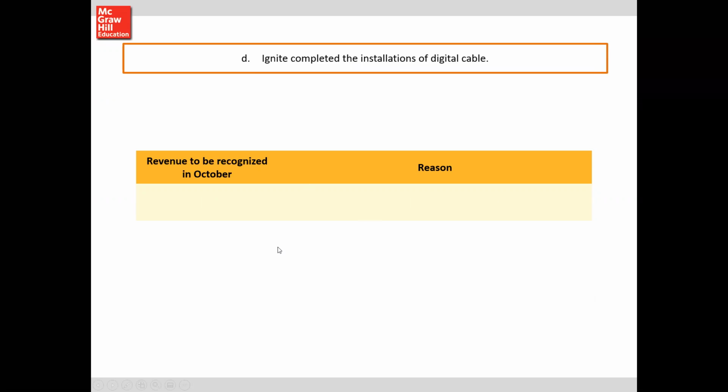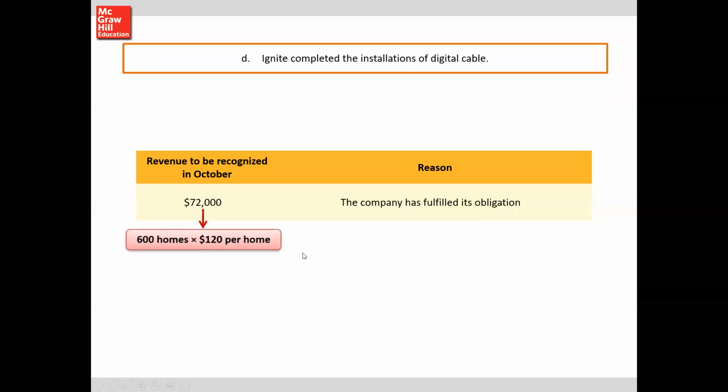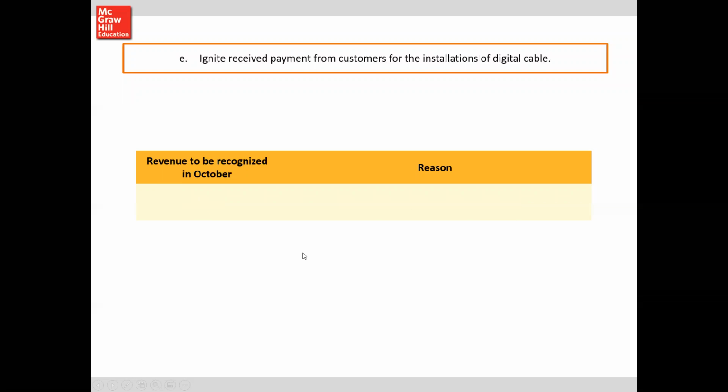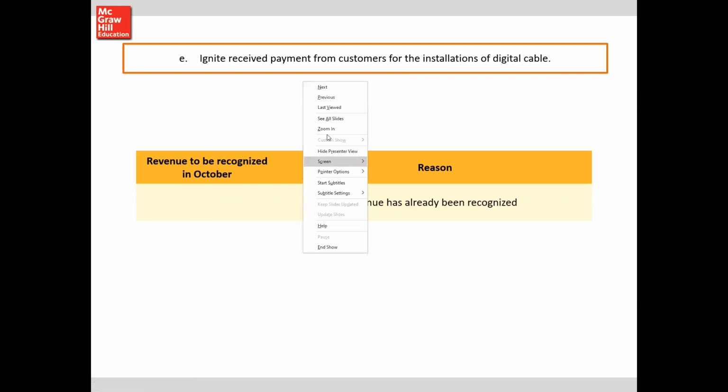All right, now in this one it says Ignite completed the installations of the digital cable. So like I just said, at that point in time, they have fulfilled this obligation. So all the money would be recognized once they've actually performed the service. All right, and let me go to the next one.